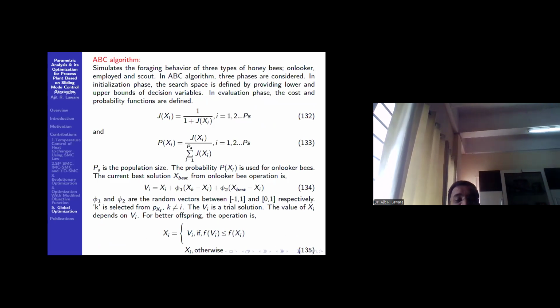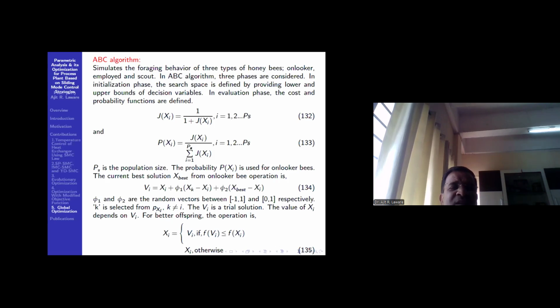Then the ABC algorithm. In the ABC algorithm, there are 3 types of bees. Actually, these are honeybees, and they are in search of food, or the best food. These bees are the onlooker bees, employed bees, and scout bees. The employed bees find the source of food. Then the employed bees pass that information to the onlooker bees, and the scout bees discard whatever bad honey there is.